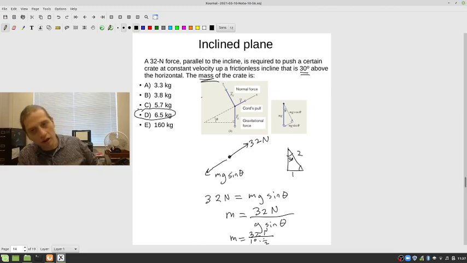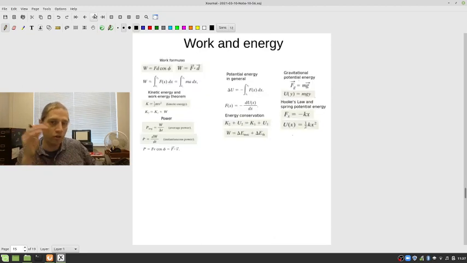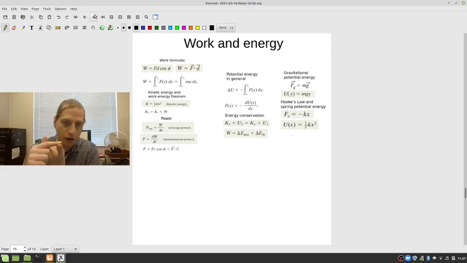Okay, so we've done a lot of these force problems. That's going to be most of the test. However, there are also going to be a few questions on our work and energy stuff. Remember, the idea that we have is that if an object is moving, it has kinetic energy. Kinetic energy is 1/2 mv squared.